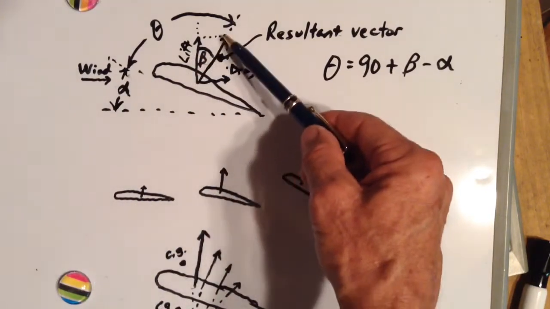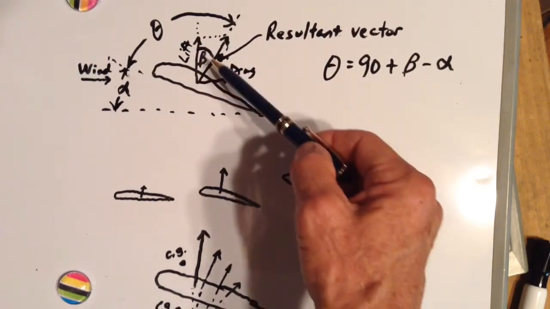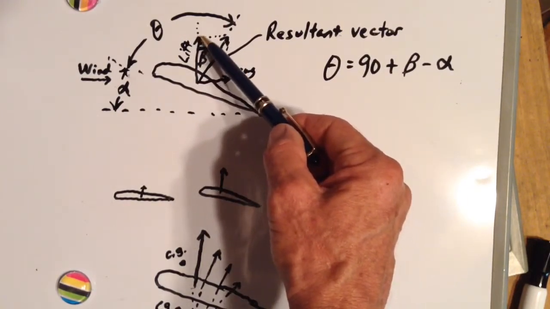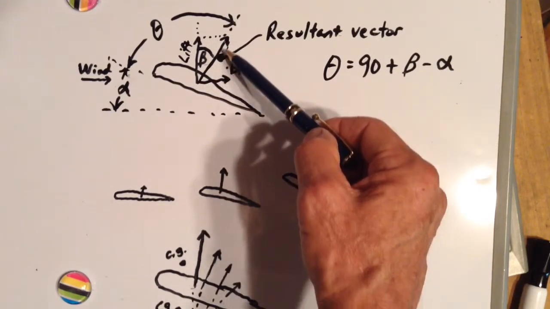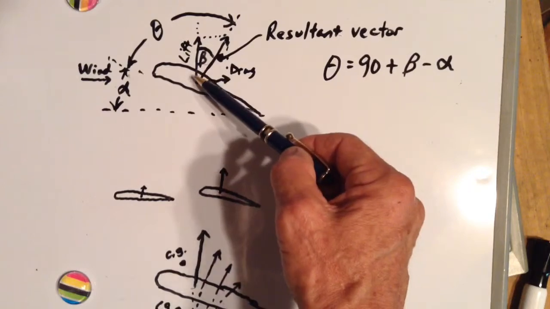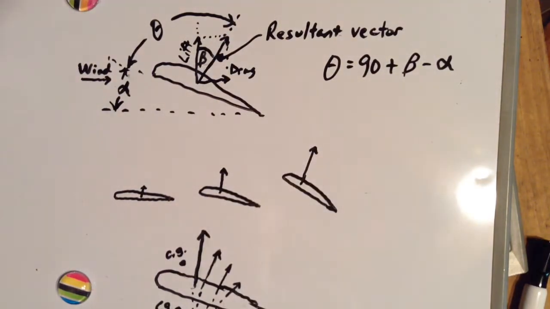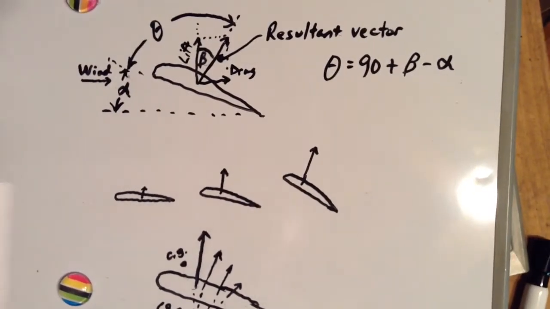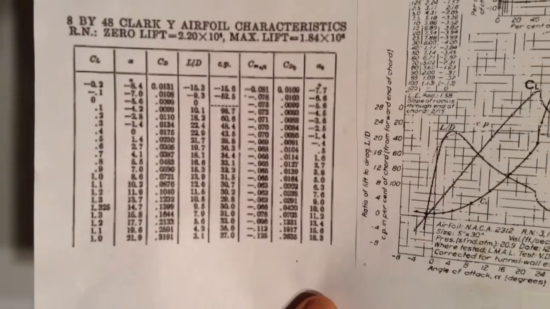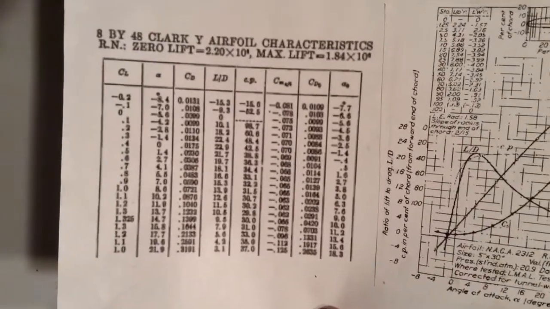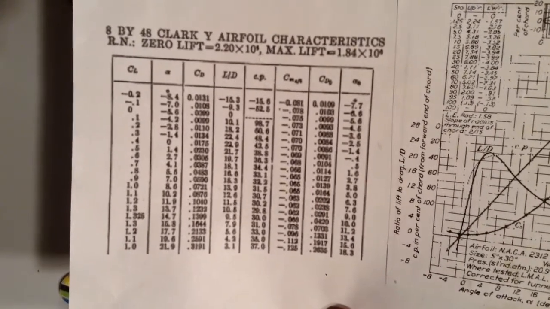And we have a resultant vector which results from those two components. You just draw a dotted line over there, the length of the drag vector, draw a dotted line up to there, the length of the lift vector, connect from there to there, and you have your resultant vector. We'll use the data from this Clark Y chart on page 5 to determine how this resultant vector acts.